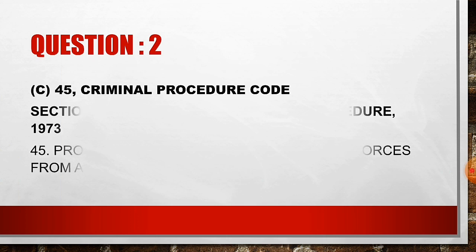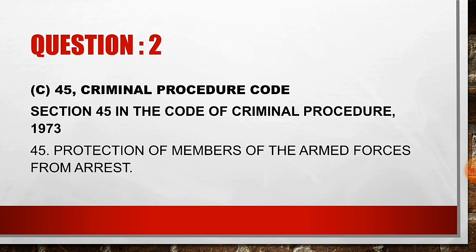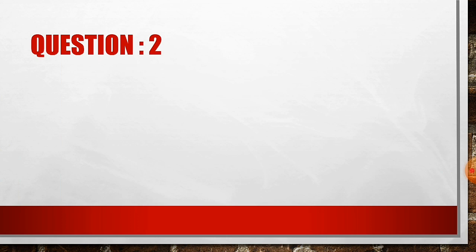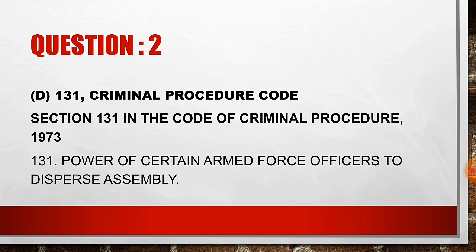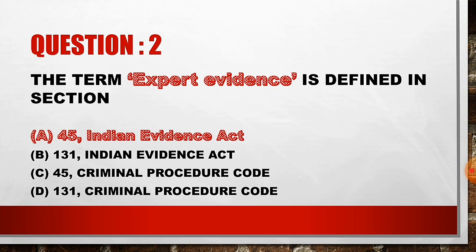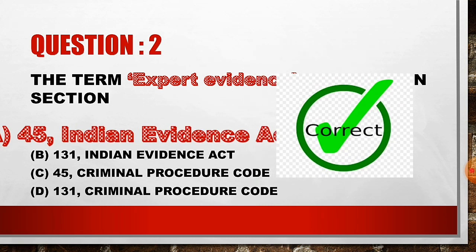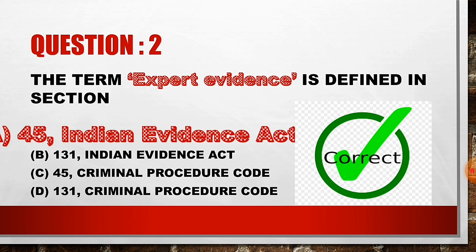Third is 45 Criminal Procedure Code. This section is about the protection of members of the armed forces from arrest. So this is also something which differs from our asked question. And what about the fourth one? It is 131 Criminal Procedure Code, which is about the power of certain armed force officers to disperse assembly. So it is now very clear what our answer is. Correct. It is 45 Indian Evidence Act, that is expert evidence or opinion of experts.